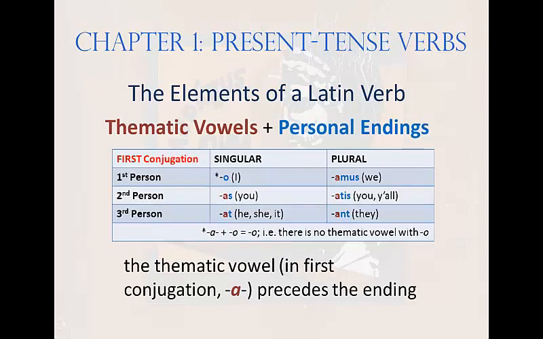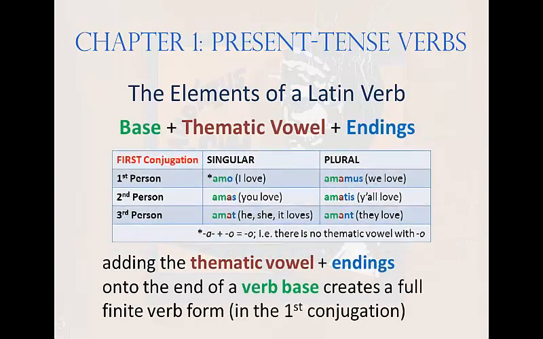These endings are then appended onto a thematic vowel. In first conjugation, that thematic vowel is A. Note that there's a minor exception here. The thematic vowel A is lost in the first person singular. Finally, this cluster of thematic vowel and ending is attached onto a verb base to create a full, finite Latin verb form, in the first conjugation in this case. Amo, I love. Amas, you love. Amat, he, she, or it loves. Amamus, we love. Amatis, y'all love. Amant, they love.